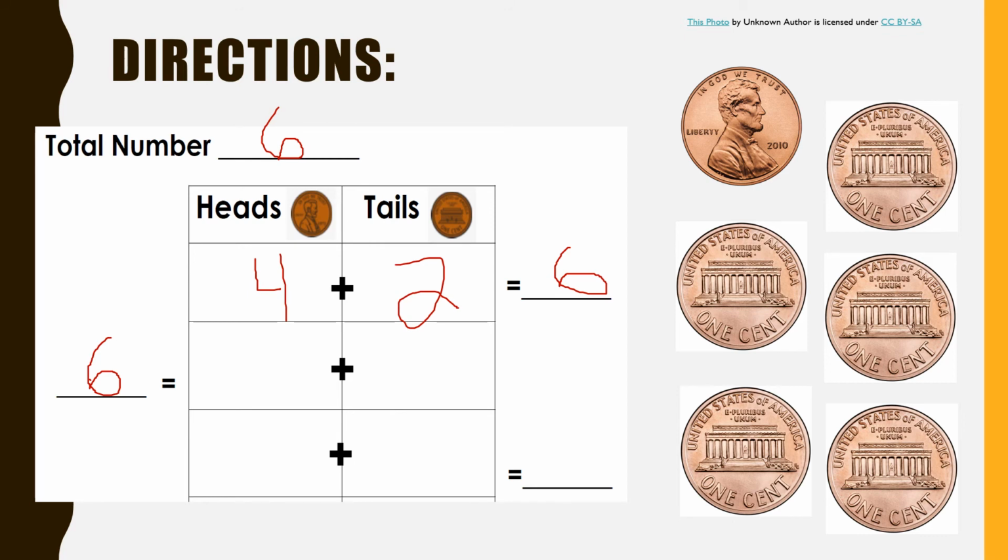So let's go ahead and count the number of pennies with the head side up. 1. All right, and now let's count the number of pennies with the tail side up. 1, 2, 3, 4, 5. All right, so we can read this as 6 equals 1 plus 5, or 6 is the same as 1 plus 5.